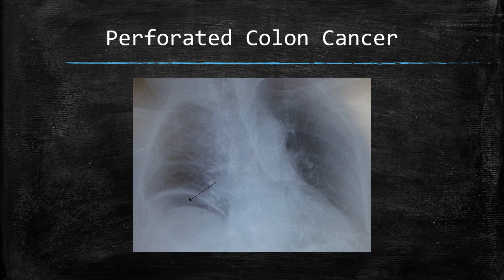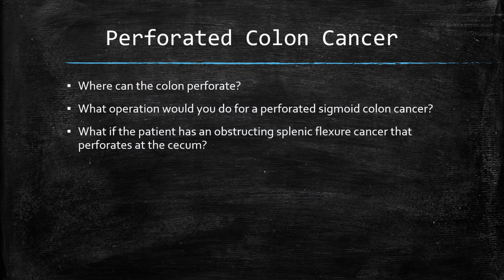All right, let's talk about perforated colon cancers next. A colon cancer can perforate in one of 2 places. One is at the site of the tumor itself. The second would be at the cecum if the primary tumor is obstructing.